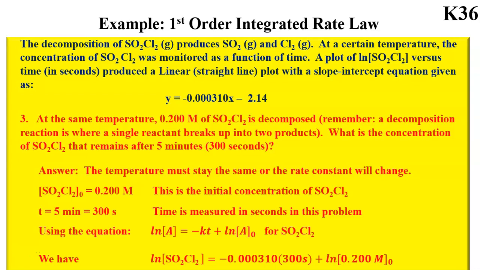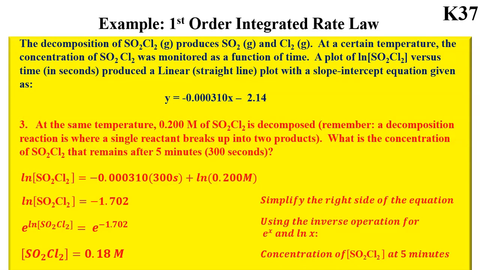So SO2Cl2 initial is 0.2. So that's going to take the place of that 2.14 in the equation. Again, you could have started with any initial concentration and ended up with the same k value and everything else. It doesn't matter what concentration you started off with at the beginning. We have our time, 300 seconds. So we plug it into the equation. Okay, and so that gives us ln of SO2Cl2 equals negative 0.00310 times 300 seconds plus the natural log of 0.2. So now we can solve for the natural log of SO2Cl2.